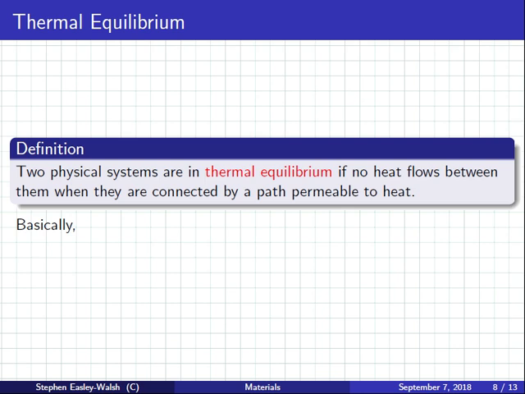Basically, it means the same temperature. Every heat needs to touch. Yeah, that's what it means. Connected by a path permeable to heat means if they're touching and no heat moves, then we say it's thermal equilibrium. You remember this word equilibrium? Balanced. And thermal means heat. So it's like balanced heat.